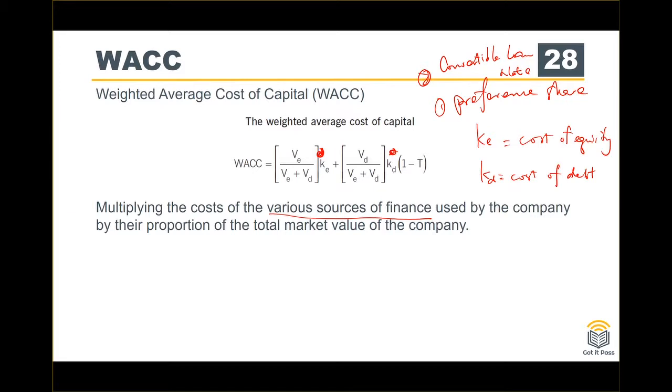And the other one is the total market value. Because you can see we have VD. It's the market value of different portion, like the market value of equity, the market value of debt, or if it is the preference share, then the question will provide to you the market value or the value of the preference shares.